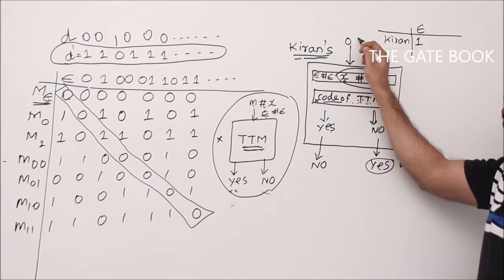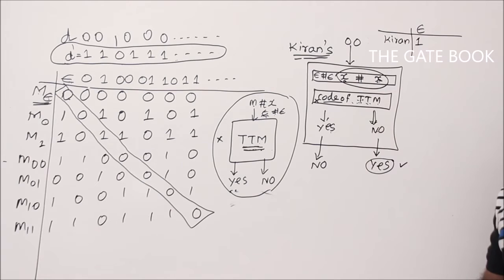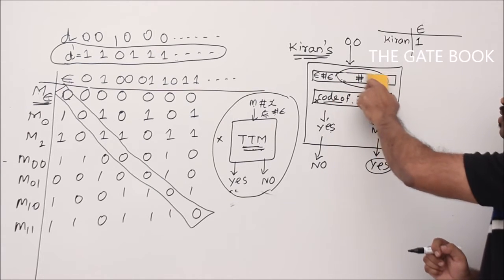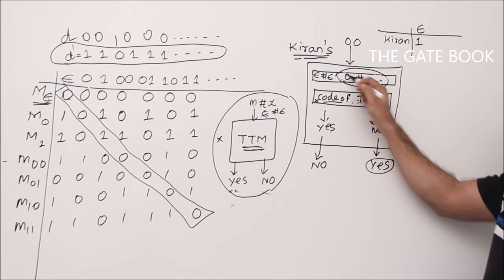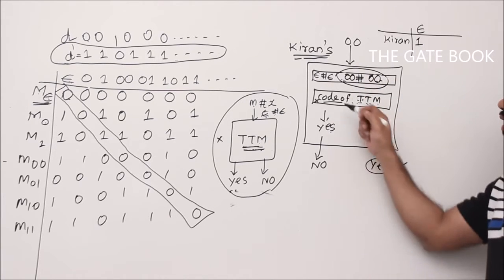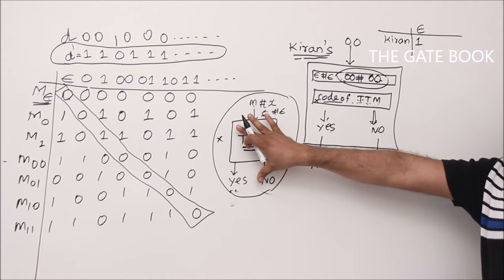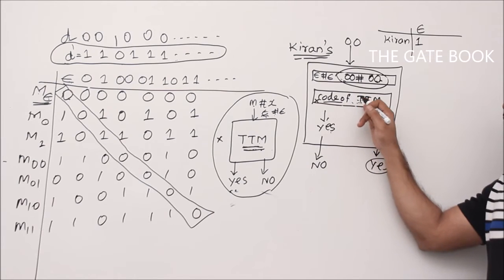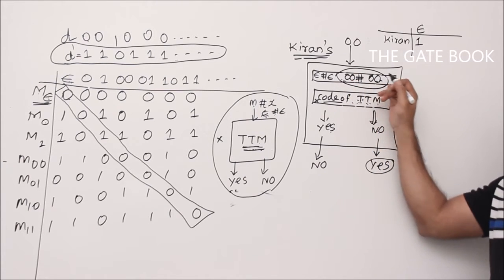If I give input 0, 0 to Kiran's Turing machine, what is Kiran doing? One more time we'll see. Simple. Kiran copies that 0, 0 into track number 1. He will make 0, 0 hash 0, 0 first. It is possible. After that, Kiran copies the total Turing machine's code, and simulates it on 0, 0 hash 0, 0.